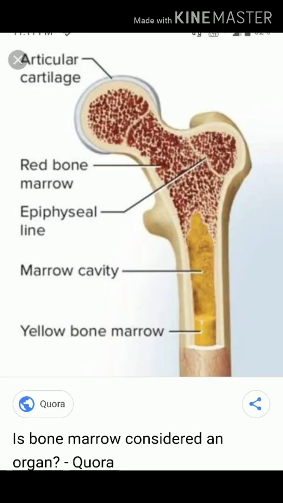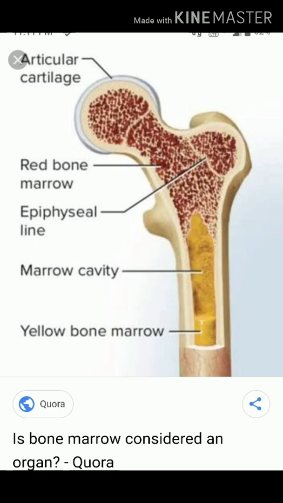Now the next diagram is of bone marrow. This is the structure of bone marrow. See carefully: red bone marrow, articular cartilage, bone marrow cavity, yellow bone marrow, and below, yellow bone marrow and bone marrow cavity. Bone marrow is a jelly-like substance that prepares red blood cells, and red blood cells are very important for our body.